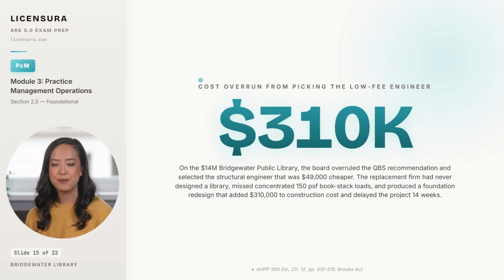Reliant had never designed a library. During DD, they sized foundations based on standard office loading and missed the concentrated 150-pound per square foot live loads under the main book stacks. The error was caught by a third-party plan reviewer during permitting. The foundation redesign added $310,000 to construction cost. The project was delayed 14 weeks, and the children's wing was value engineered out entirely to cover the overrun. QBS protects against that pattern. The next section unpacks what the architect's coordination responsibilities actually cover once the consultants are engaged.